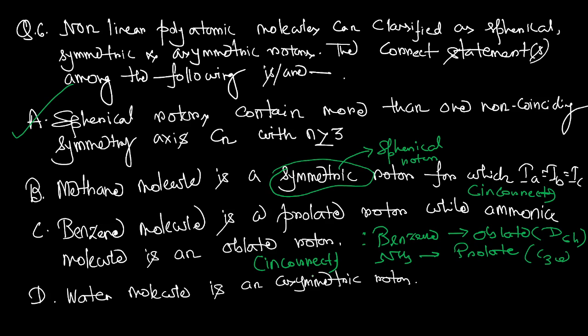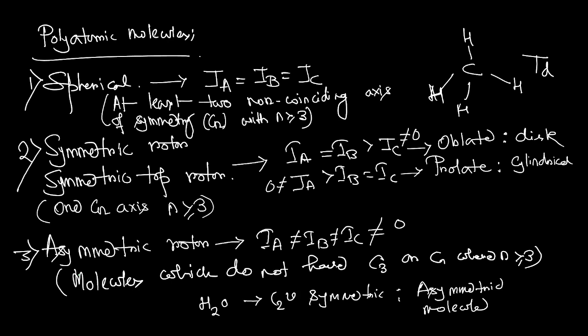Now, the water molecule is an asymmetric rotor because water is a C2v molecule, and a C2v molecule is an asymmetric rotor because the moments of inertia along three different axes are not equal. So this is a correct one. Now moving to the seventh question.